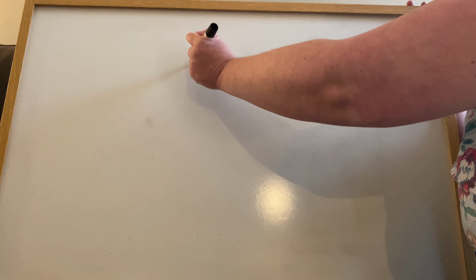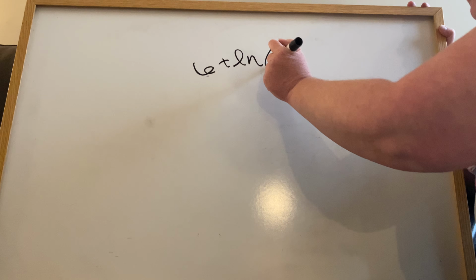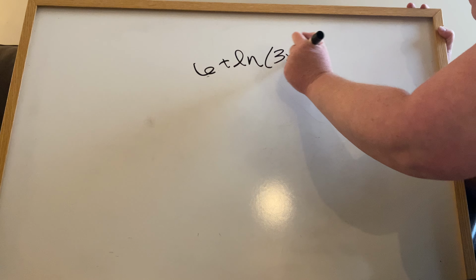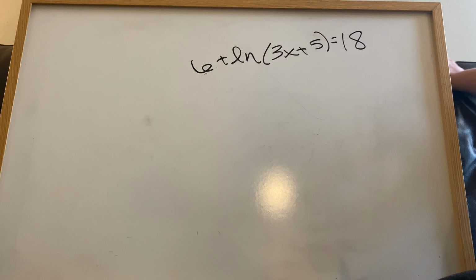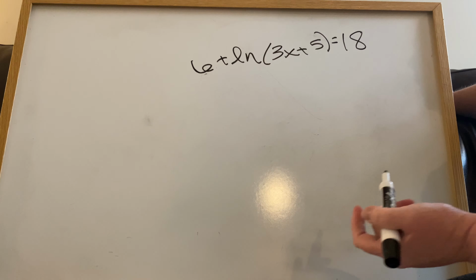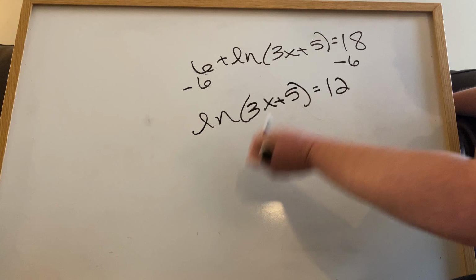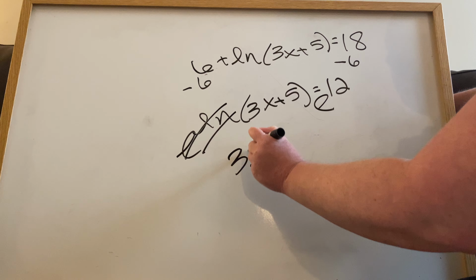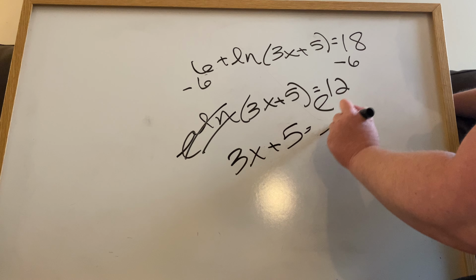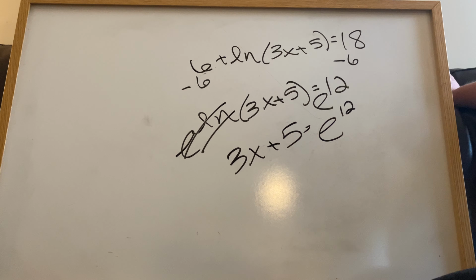So looking at that second one, you've got 6 plus the natural log of the quantity 3x plus 5 equals 18. So same thing. You only have one natural log, which is good. It's not by itself, which is bad. So you need to get it by itself. So you would subtract the 6. So then you've got the natural log of 3x plus 5 is 12. So now you put the e in as your base. So here this will go away, and you have 3x plus 5 equals e to the 12th, because you can't do anything with it.